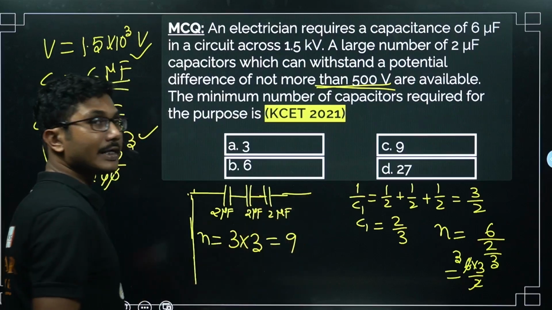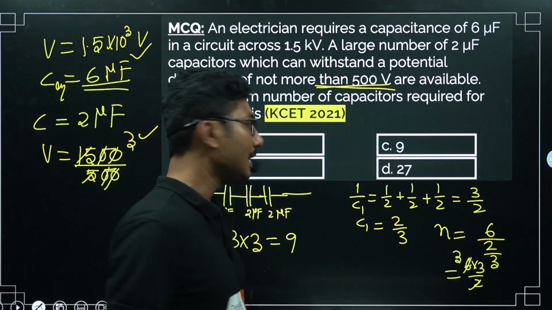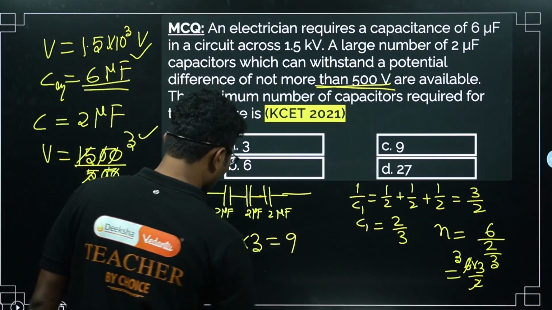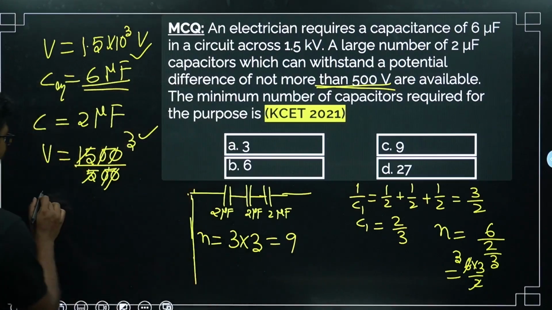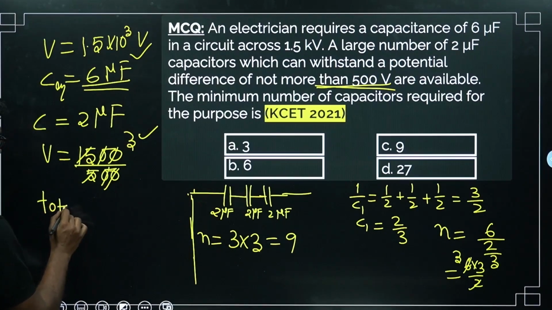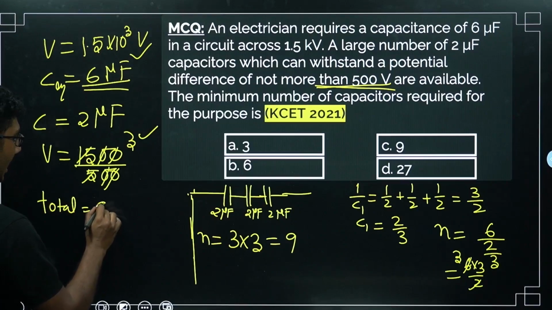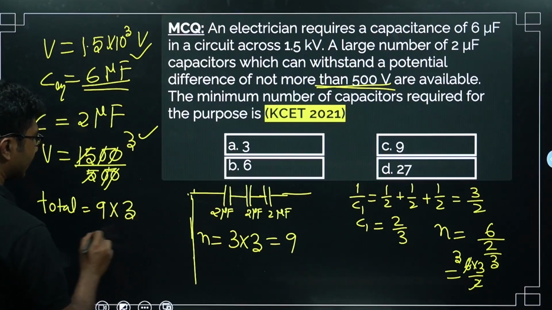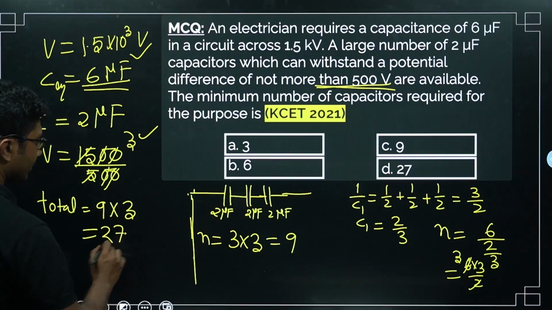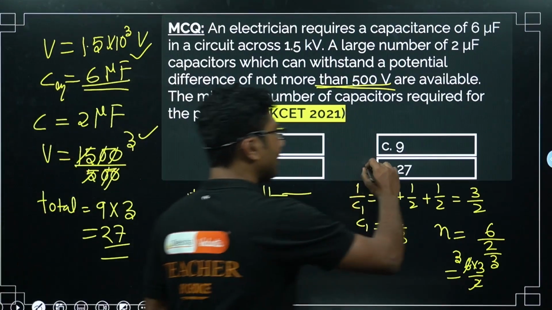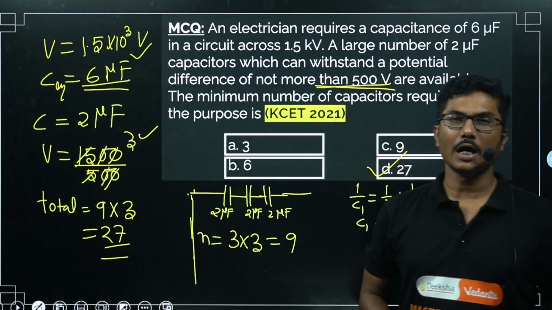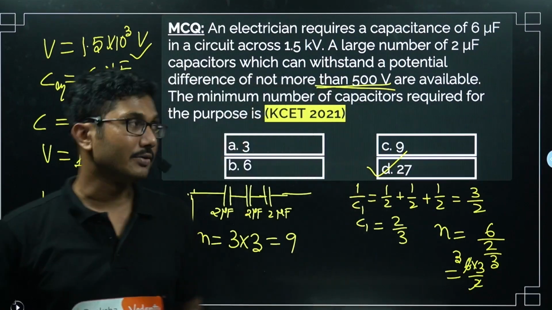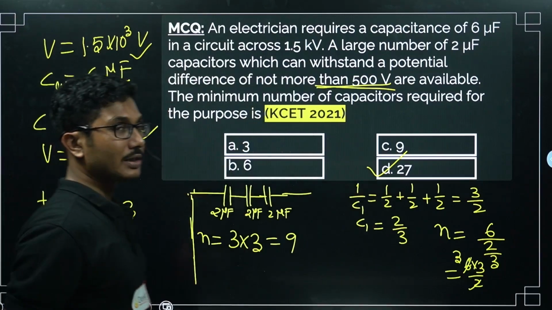Each line contains how many capacitors? Each line contains 3 capacitors. So the total number of capacitors will be 9 lines times 3 capacitors in each. So the total number of capacitors is 27. You need a minimum of 27 capacitors to withstand 1500 volt and to work this circuit properly.